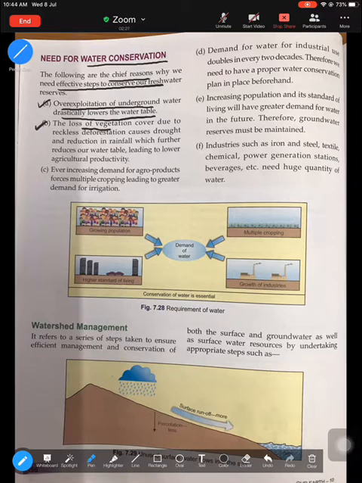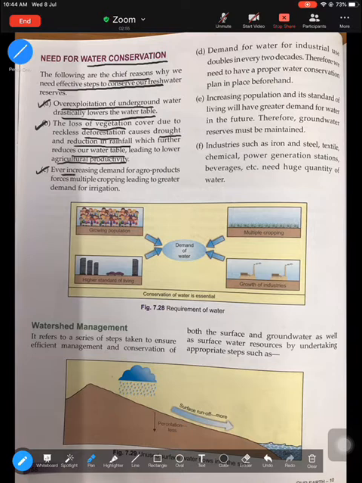Second, the loss of vegetation because of deforestation has led to drought and reduction in the rainfall, which reduces the water table, leading to lower agriculture productivity. So, agriculture productivity is going to be affected if our water table is decreased. Because of the decreased level of the water table, vegetation has been affected and it may even lead to drought conditions in the future. So, this is one serious reason why we have to conserve our water.